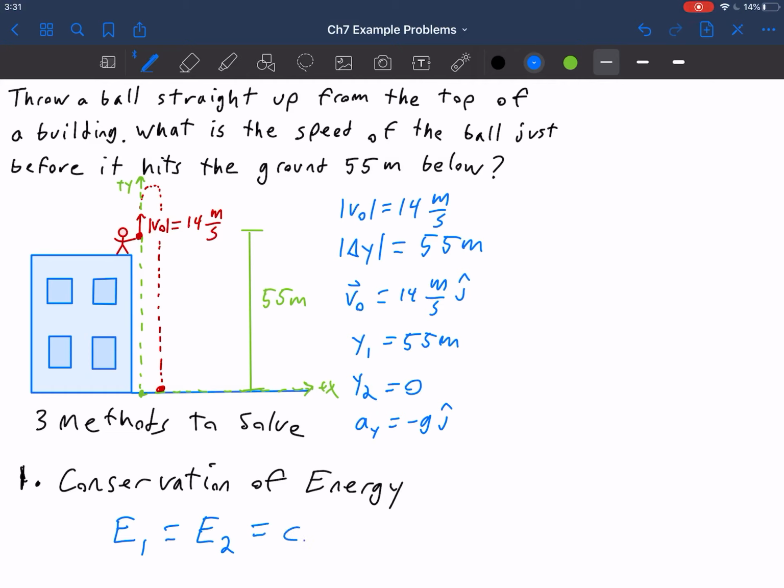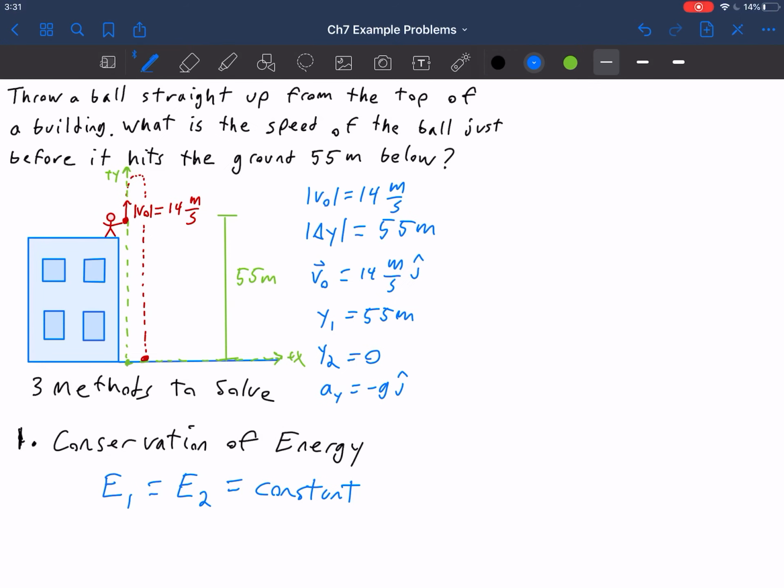This is just equal to some constant. At all moments in time, if I sum up all the energies that this ball has, it'll add up to one constant number. And so it's up to us to figure out what is E1 and what is E2. Well, in general, your total energy is going to be a combination of potential and kinetic energies.